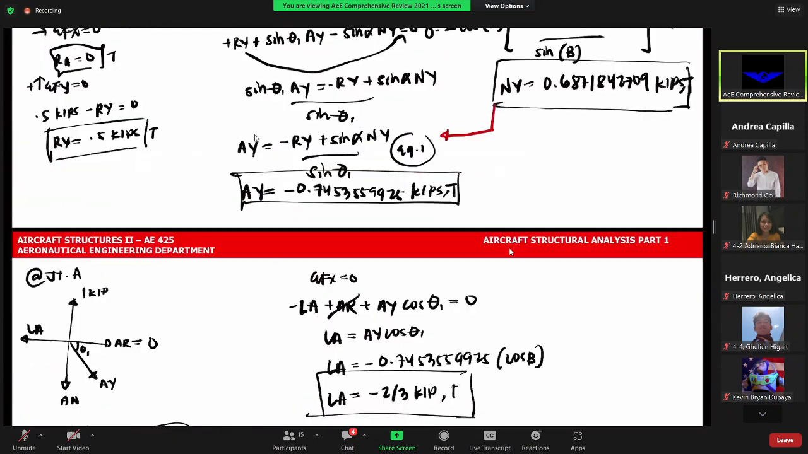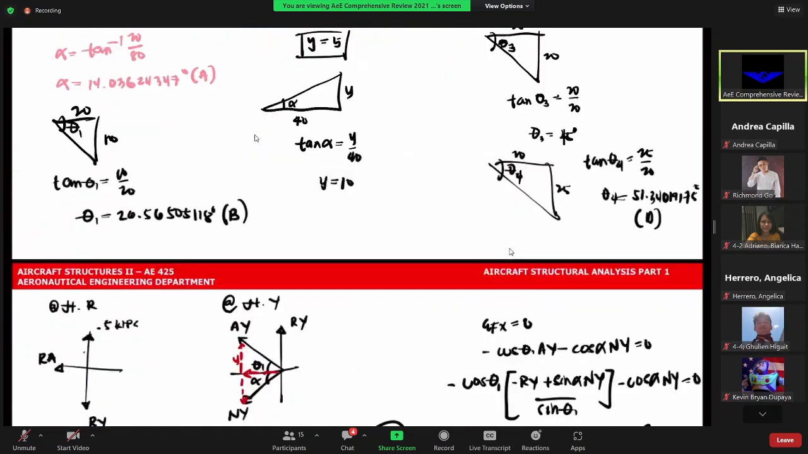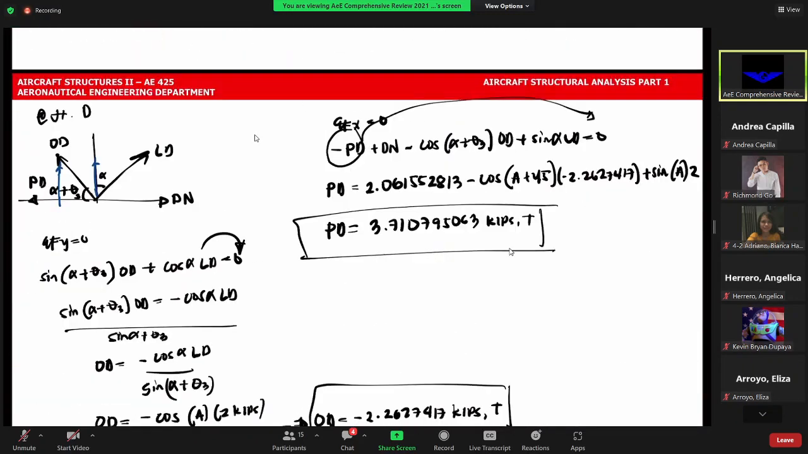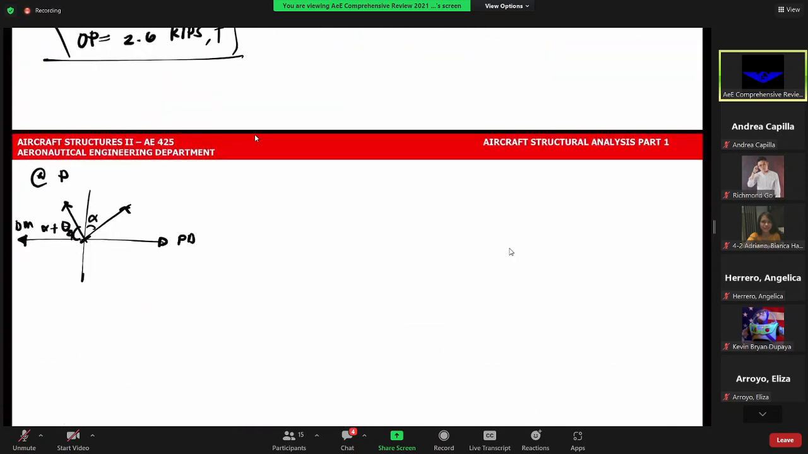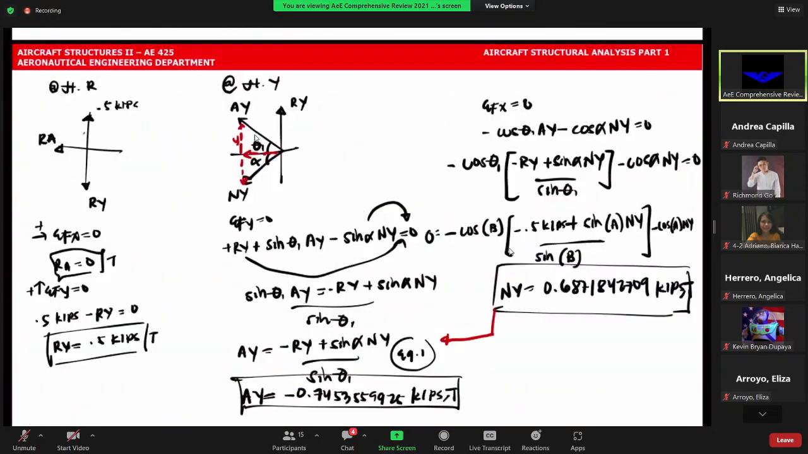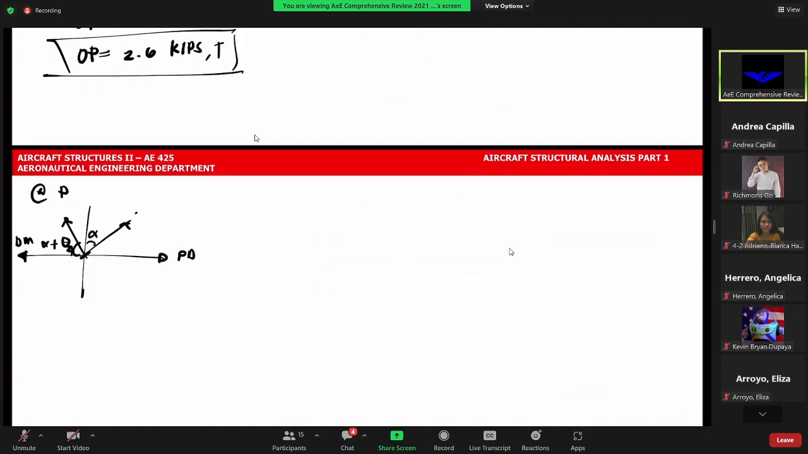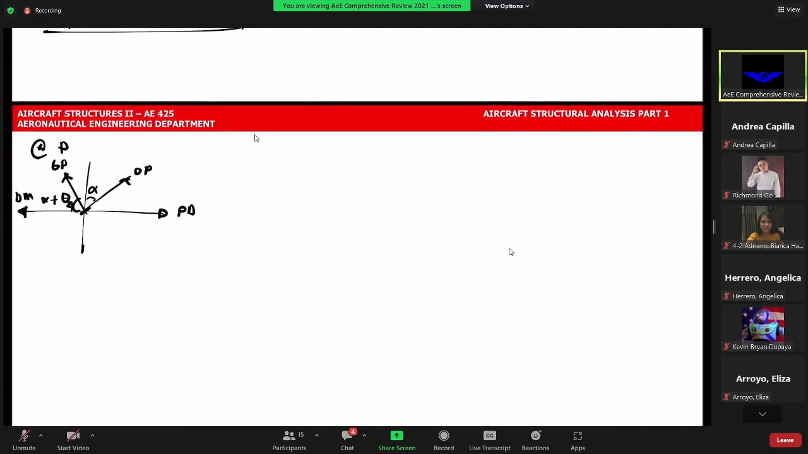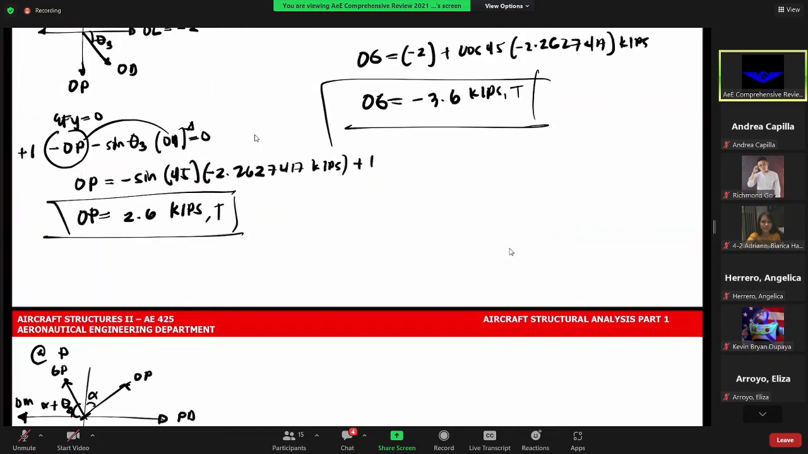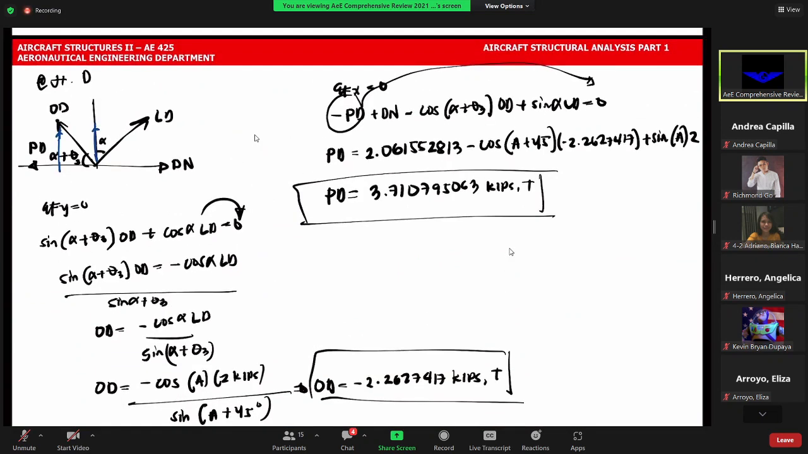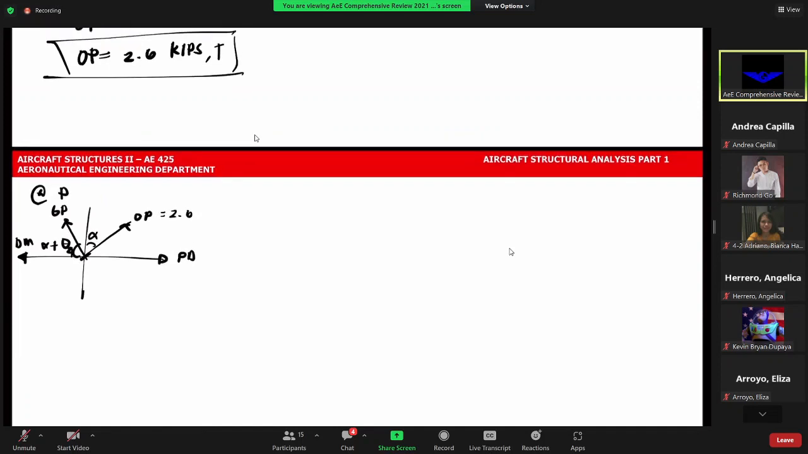Ngayon, yung X-axis natin is MP and DP. Okay? This is PD. This is DM. And then, meron tayong OP and GP. OP and GP. Tama? Okay. So, pwede na tayong mag-summation forces. Why? No, kasi meron tayong value ng OP. OP natin, 2.6. Yung PD is this one. Copy natin yan. Yan yung value ng ating PD.